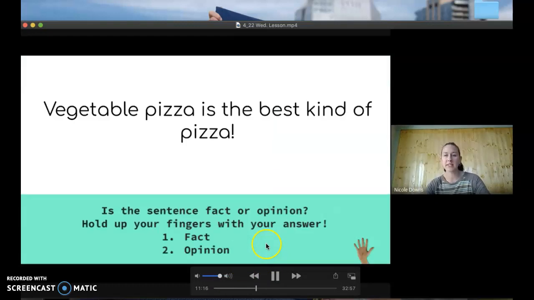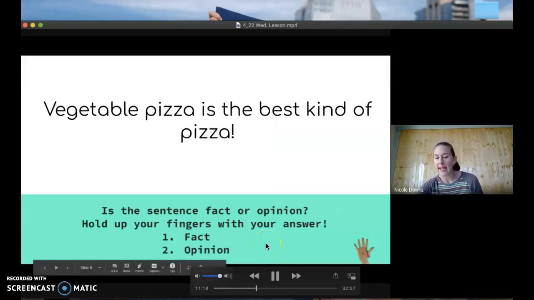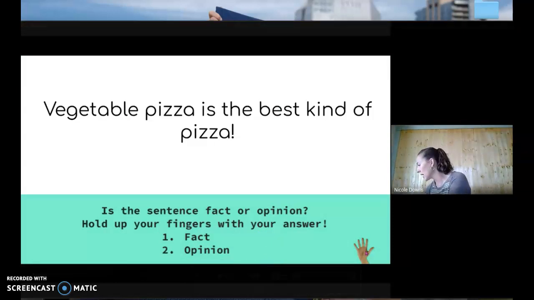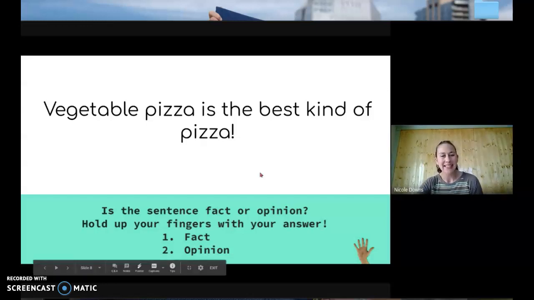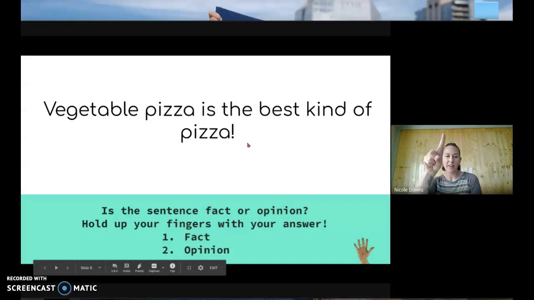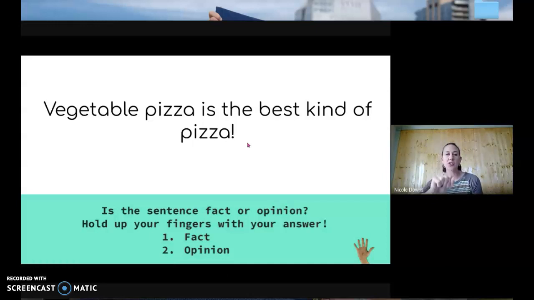Let's do some practicing, all right? You see my little hand in the bottom of the screen. That means you're going to be showing me your answer on your hand in front of your video camera, okay? So let's look at this. Is the sentence a fact or an opinion? And you're going to hold up your fingers. Fact is 1, opinion is 2. Vegetable pizza is the best kind of pizza.